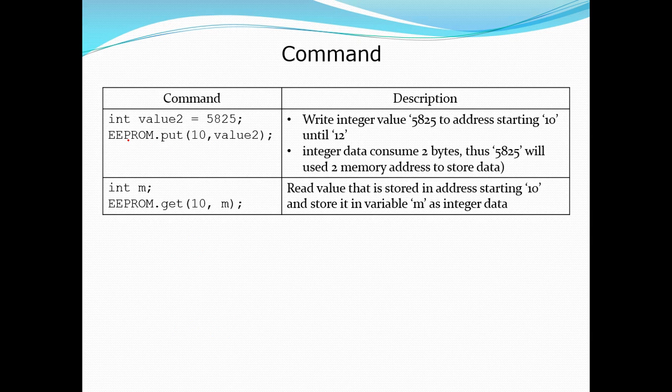Integer value put is almost the same. You store the value 5825 into address number 10. EEPROM get is again the same, only this one m is now an integer. Okay.